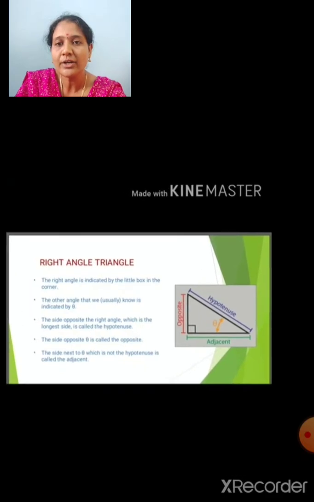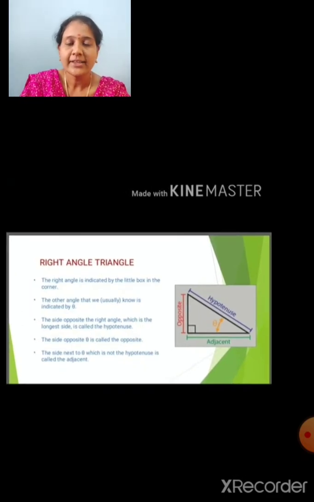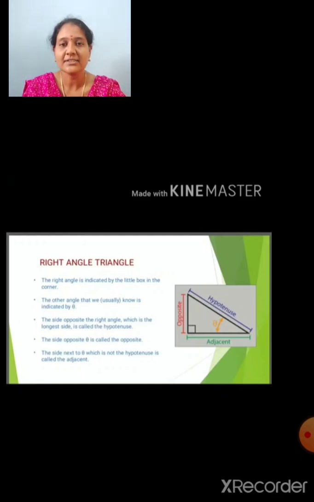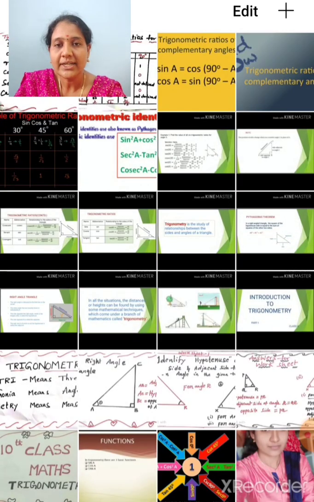So what we conclude from this slide is this. How are we going to identify the right angle in a right angle triangle? It has a little box. The side opposite to the little box, or the right angle, is known as the hypotenuse. The hypotenuse is the largest side of a right angle triangle, and the other angles are denoted by theta. The side opposite to angle theta is called the opposite side, and the remaining side is called the adjacent side. Isn't it, children? I think you understood what a right angle triangle is.